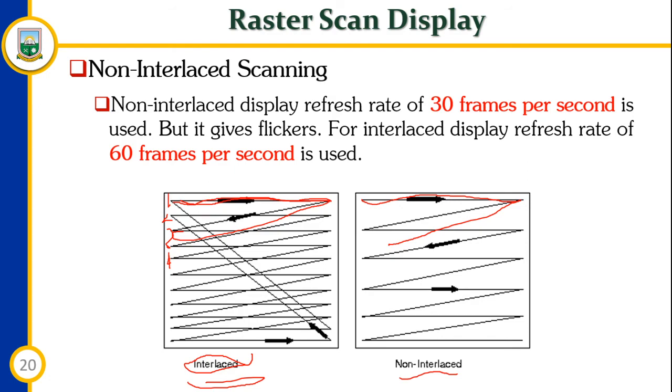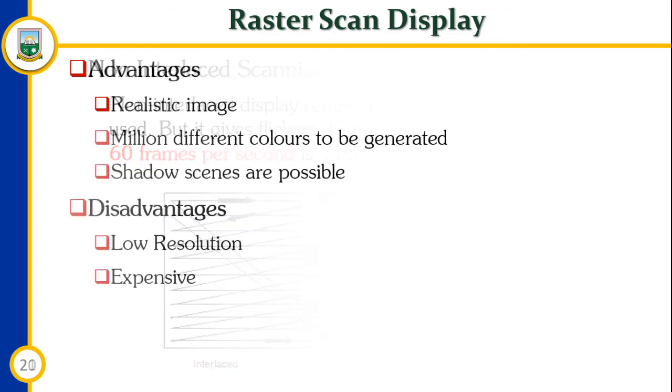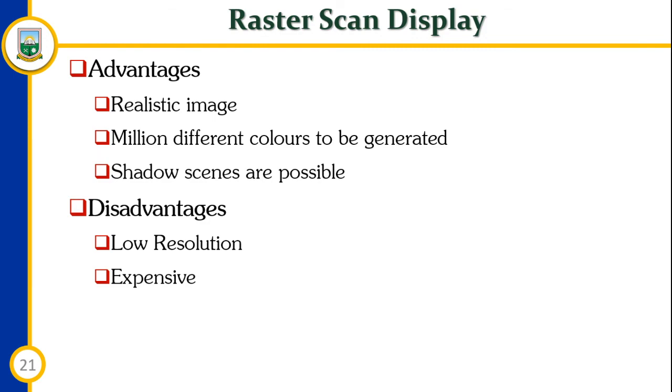Of course, the raster scan also has advantages and disadvantages compared to the random scan. The first advantage is it's able to draw realistic images. We should be mindful that we said that the random scan, as a disadvantage, is unable to draw realistic images. Now the raster scan is able to draw realistic images, and of course we have millions of different colors that can be generated using the raster scan display.